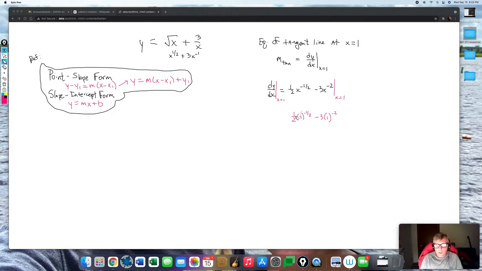And we all know that this and this is exactly 1, right? 1 raised to any exponent is 1, right? So that makes this problem pretty simple. We get 1/2 times 1 minus 3 times 1.